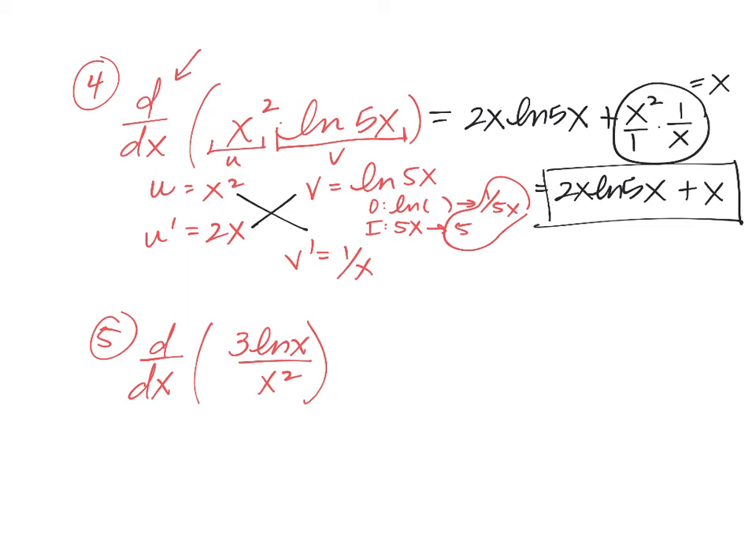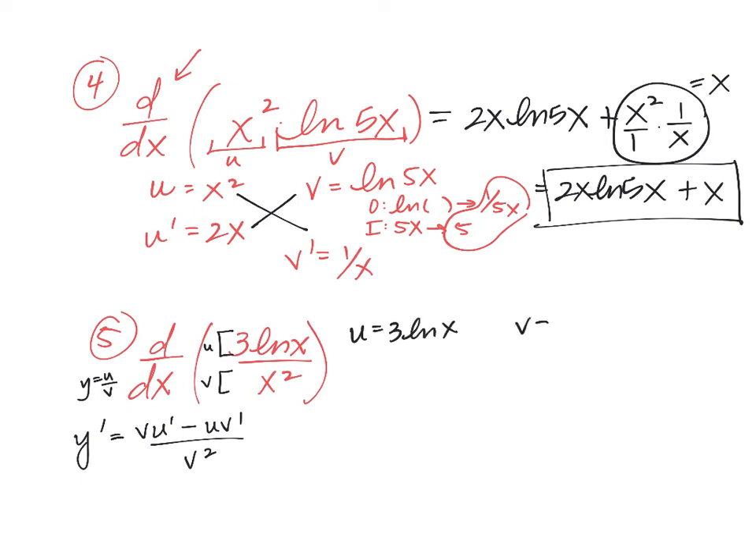In number 5, I have a natural log included in a quotient rule problem. And again, I know it's a quotient rule because I have two separate functions that are being divided. Remember, the quotient rule, if y is u over v, then the derivative is vu prime minus uv prime over v squared. So to do this, I will go ahead and write down my two functions, u being 3 natural log of x and v being x squared. U prime will be 3 over x and v prime is 2x.